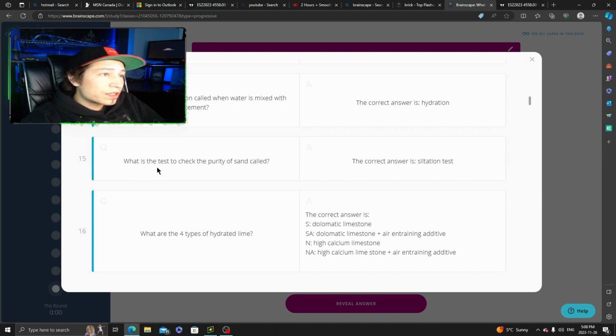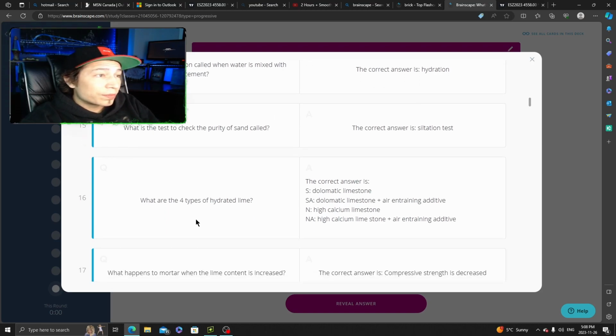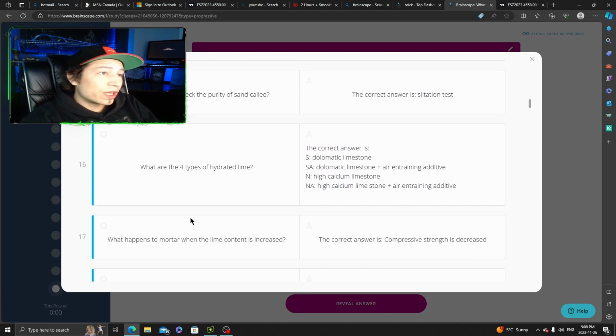What is the test to check the purity of sand called? Siltation test. So a siltation test is used to check the purity of sand. What are the 4 types of hydrated lime? Dolomitic limestone plus air entraining additive, high calcium limestone plus air entraining additive.